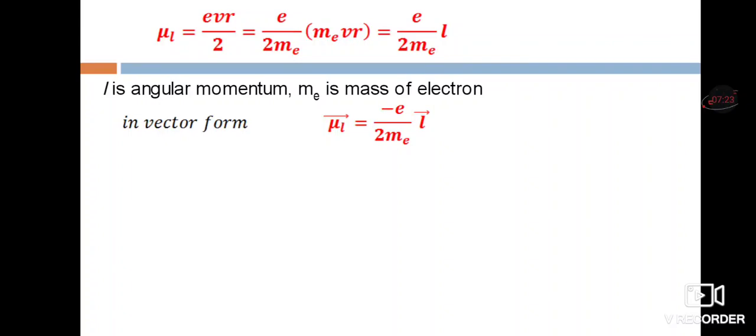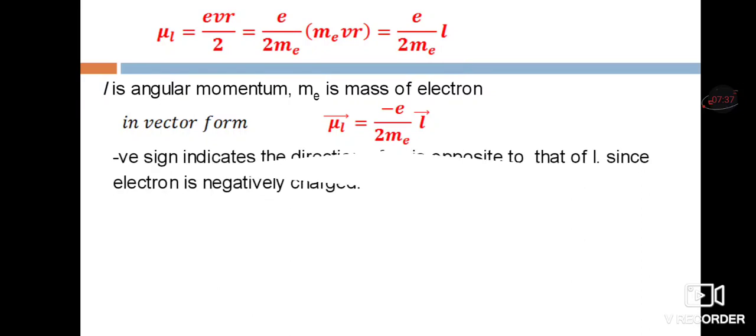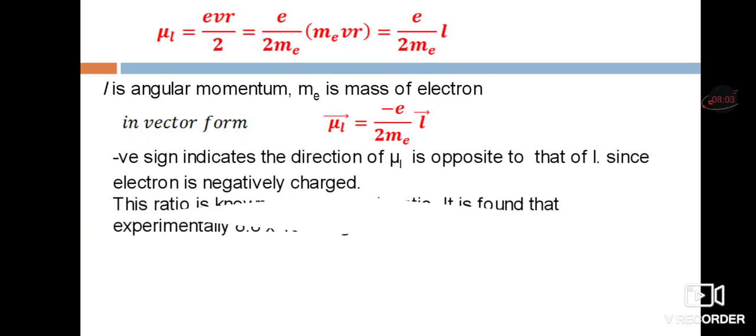Therefore, in vector form, the above equation we can write as mu L in vector form equal to minus e divided by 2me into the vector L, where L is the angular momentum. The negative sign indicates that the direction of mu L is always opposite to the current. Already we know that the electron moves anti-clockwise but the current moves clockwise. Therefore, the negative sign indicates that mu L is opposite to that of the current I, since the electron is negatively charged.